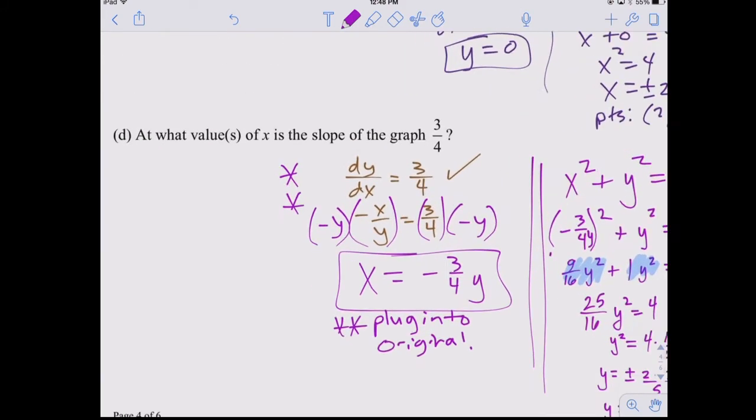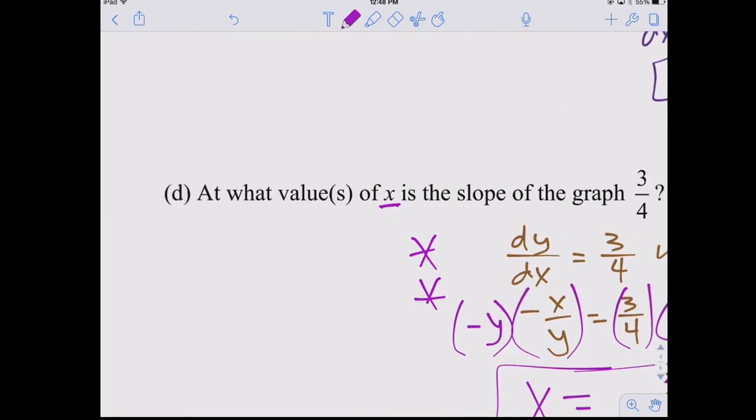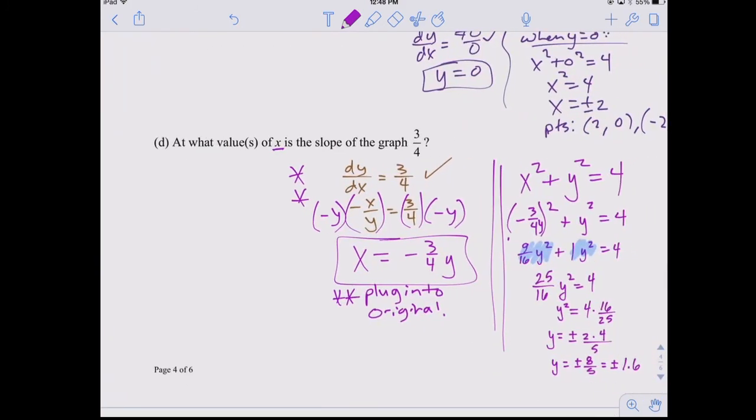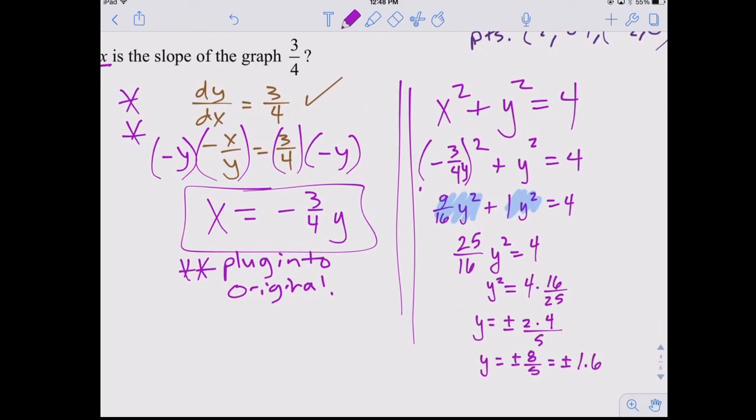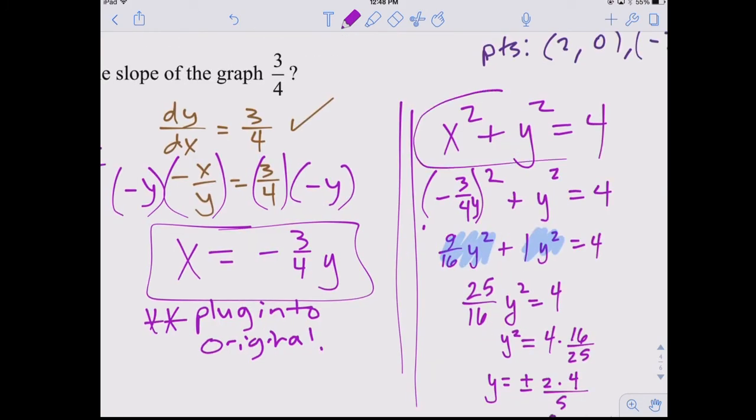And what did it ask us for? Well, I always want to make sure we answer the question. At what values of x? Well, I got the y values. So to get the x values, I guess I can plug it back into which equation? Do I plug it back into x squared plus y squared equals 4? Or can I plug it into this one as well? Yes, you can plug it into either one at this point.